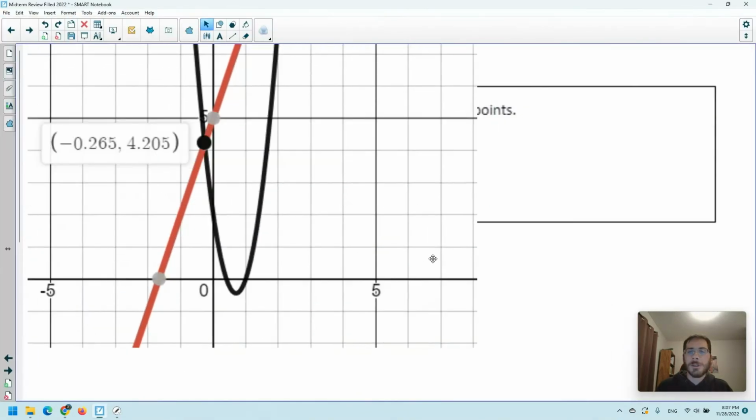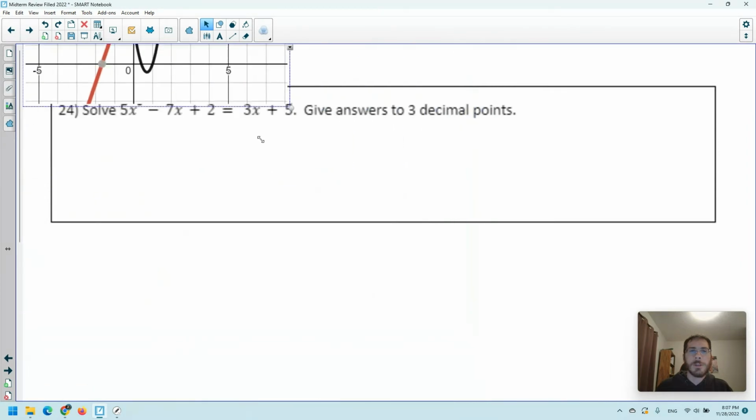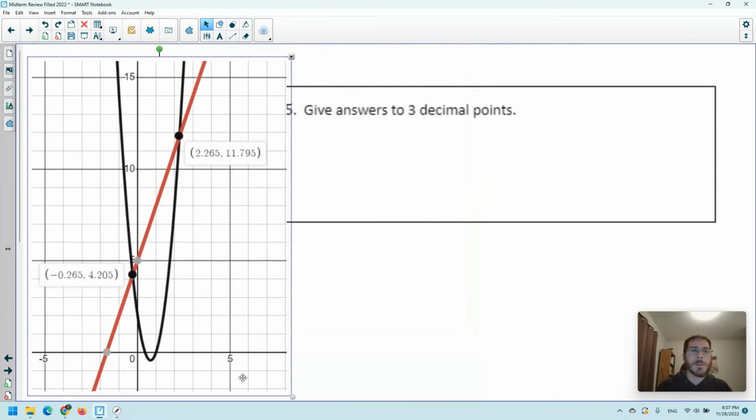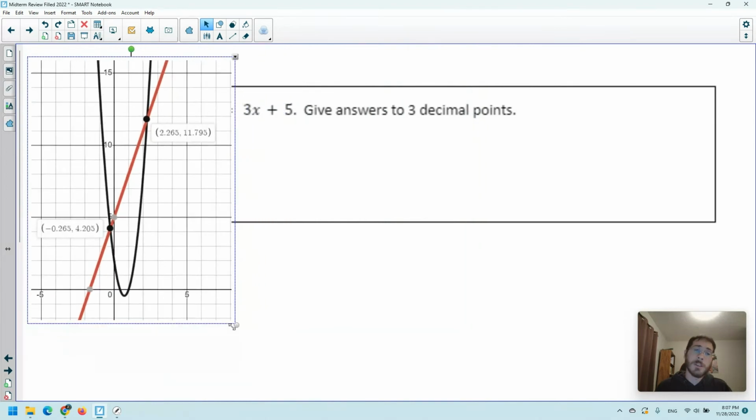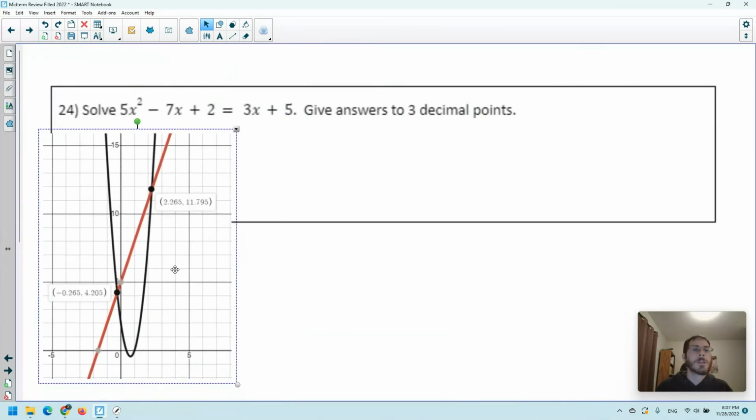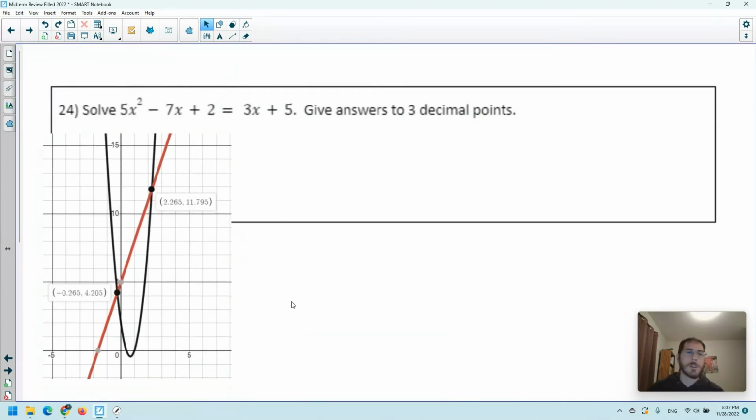All right, so we got our two answers. Again, like I said, sometimes it's only one, and sometimes the answer is no solution. But in this case, we got two answers. And again, since we solved it with a graph, we have to be careful. We have to look and ask ourselves, are there any y's in this question? There are no y's in this question.